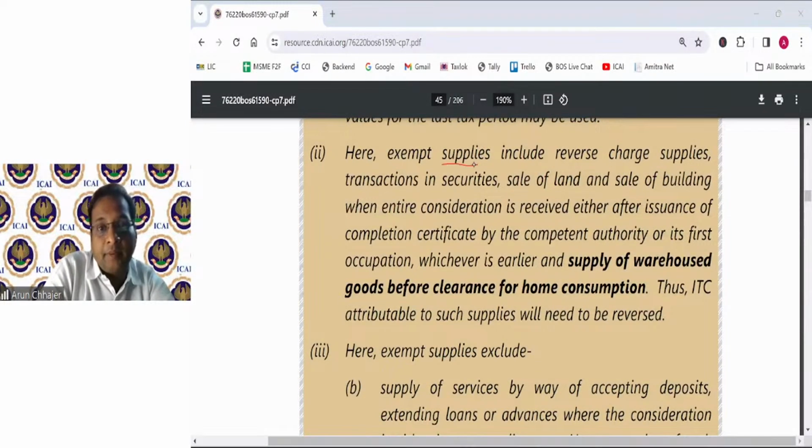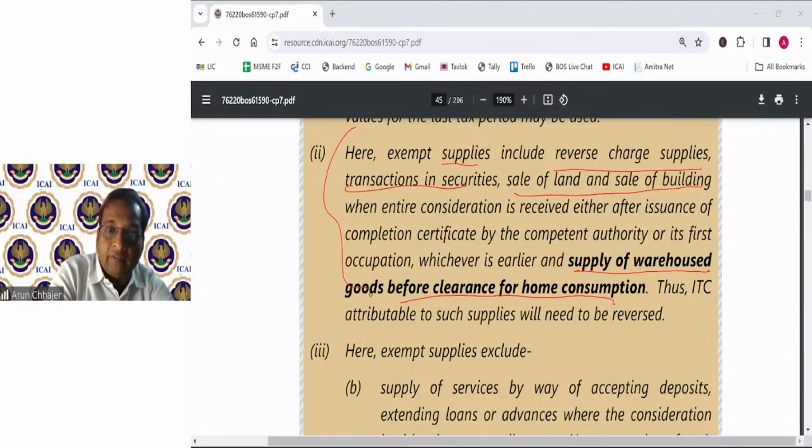Here the exempt supply includes outward RCM, transaction in securities, sale of land and completed building, and sale of warehouse goods before clearance for home consumption. ITC attributable to these supplies, which are exempt supplies, needs to be reversed.